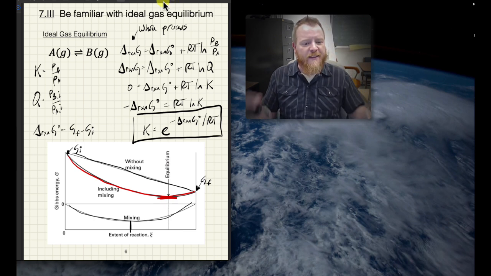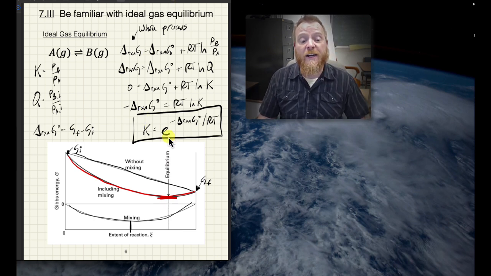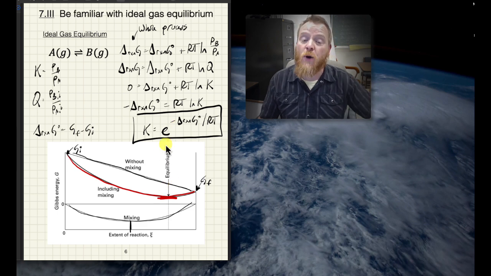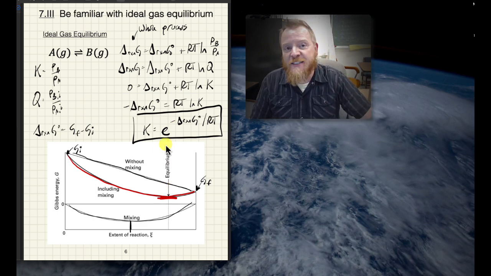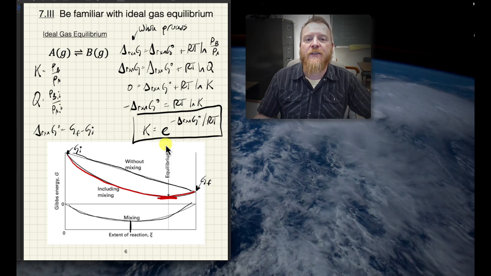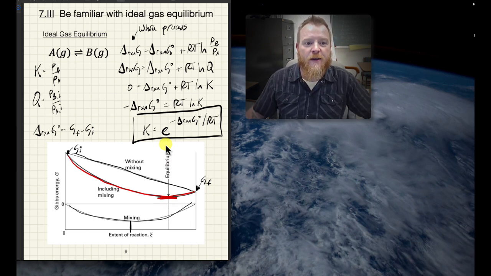I think that's all that I wanted to say about this. We're going to now use this expression that we've obtained for ideal gases and apply it to more complicated systems. I'll see you then.